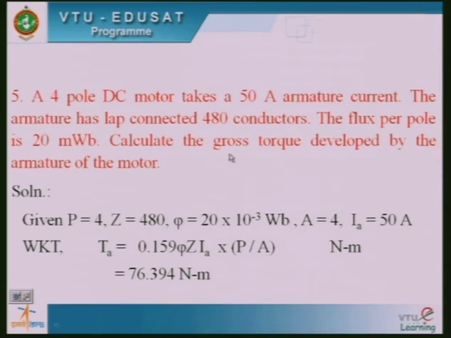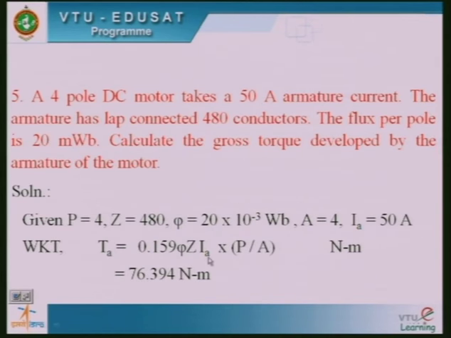See here, they have mentioned it is the gross torque developed by the armature of the motor, which means you have to calculate that TA. We have the equation TA is equal to 0.159 phi Z IA multiplied by P by A, in Newton meter. So, you substitute all the values. Phi is given, it is 20 milliweber, so it is 20 into 10 to the power minus 3 Weber. The number of conductors is 480.